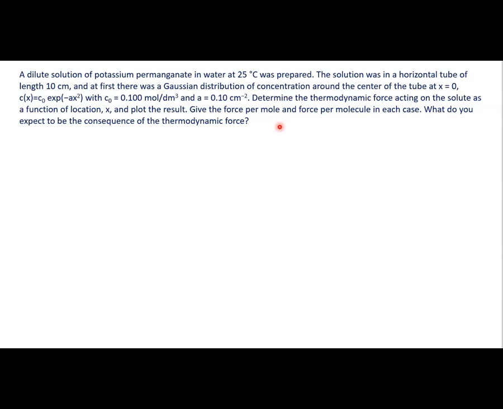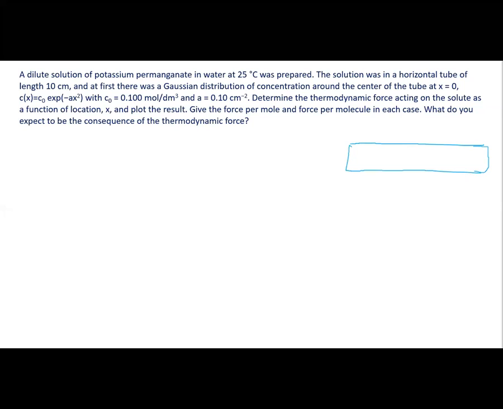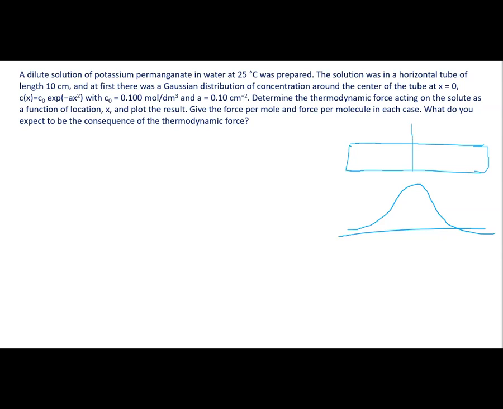Determine the thermodynamic force acting on the solute as a function of the location x and plot the result. Give the force per mole and force per molecule in each case. What do you expect to be the consequence of thermodynamic force? So imagine, as in the previous problem, a container which has potassium permanganate, but now it has a Gaussian distribution of the concentration, where concentration is highest at the x equal to 0 position, which is 0.100 mole per dm cube.